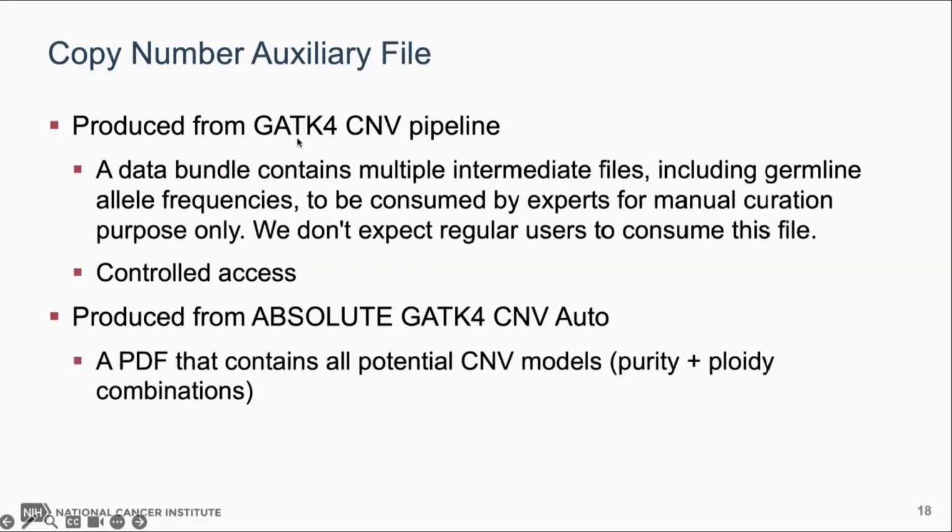So lastly, I'd like to talk about the copy number auxiliary file. This is produced from the GATK4 CNV pipeline. And this is a group of different intermediate files, and this includes things like germline allele frequencies. And it's, like Zenu said, to be consumed by experts. So most users won't be downloading these, but if you are interested, they are available, but they are controlled access. So you will need to have dbGaP permission for whatever project you're looking at to download that.